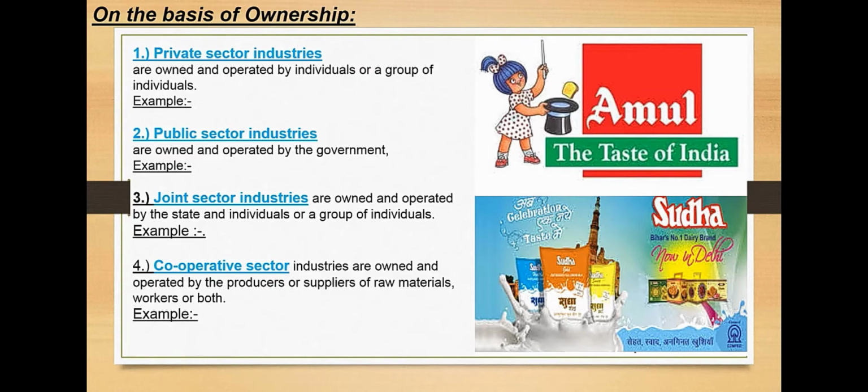So these are the topics under ownership. There is the private sector, which completely belongs to an individual or a group of individuals. Public sector, it is operated by the government. Joint sector, it is operated both by the government and by an individual. Cooperative sector, it belongs to the workers who supply raw materials.